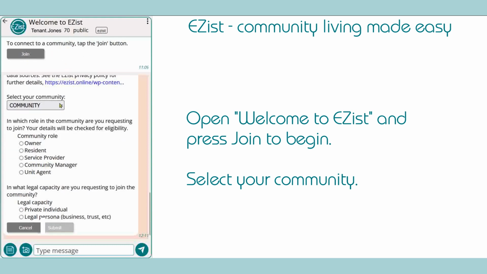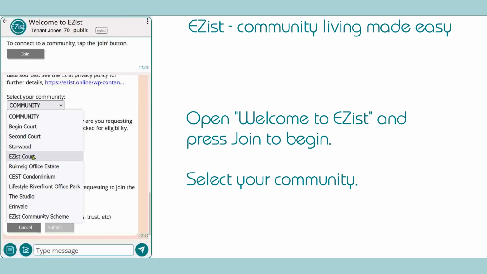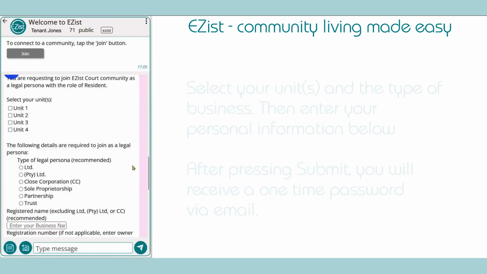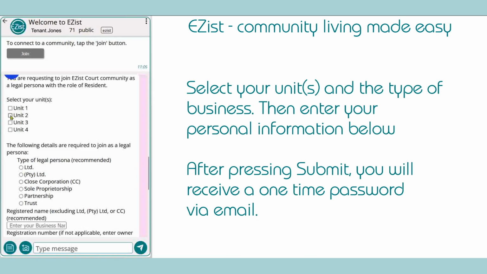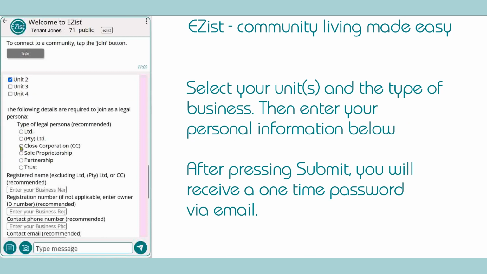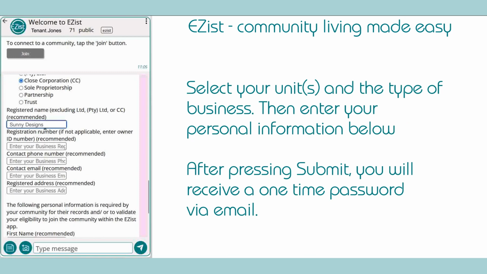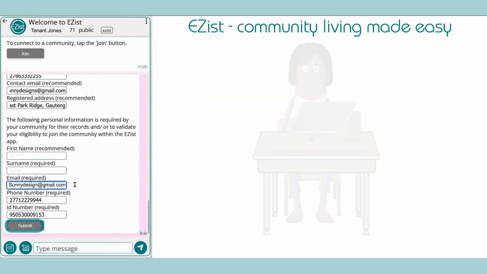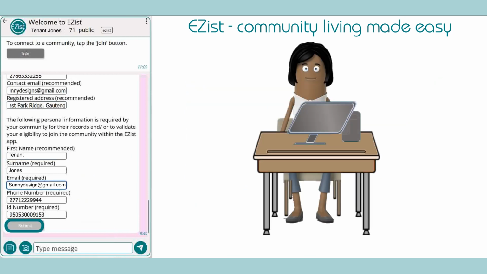Select your community from the drop-down list. Choose Owner, or if you just occupy the unit, Resident. Then Legal Persona. And Submit. Select the applicable unit or units, and the type of business, followed by your business and personal details. Your email, phone number, and ID number will be populated, if you provided them during registration.